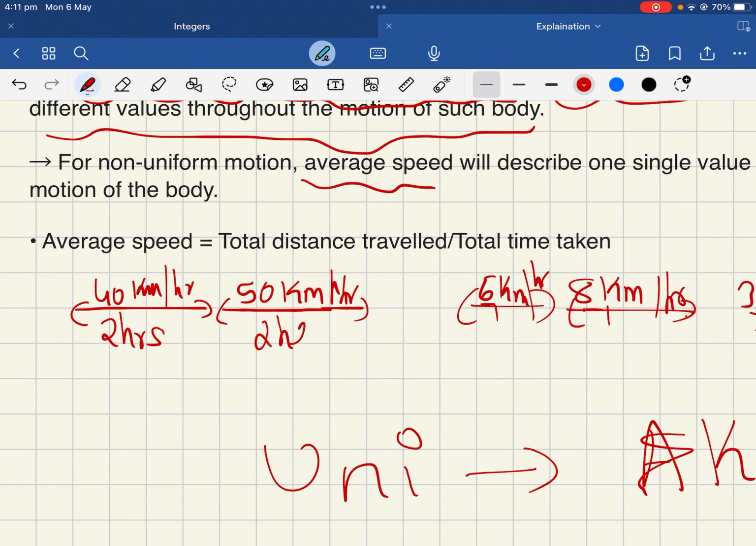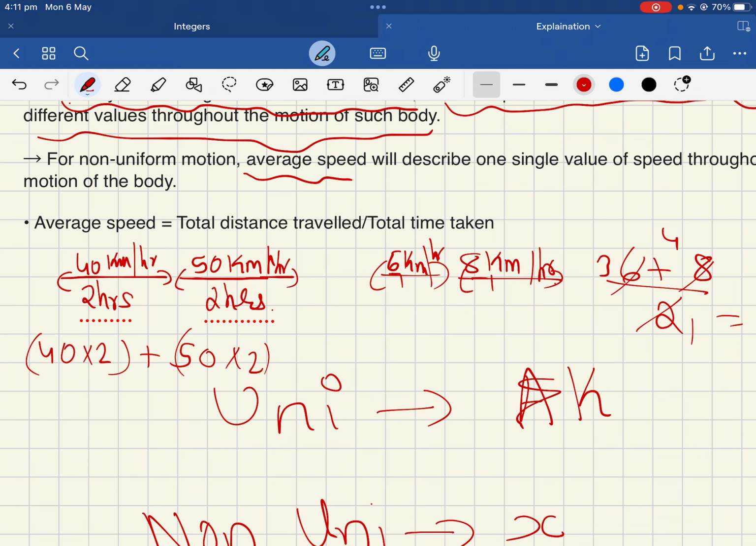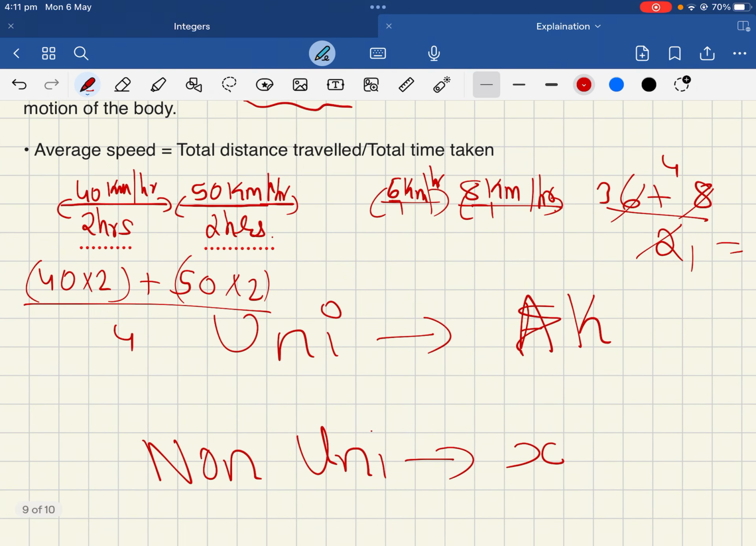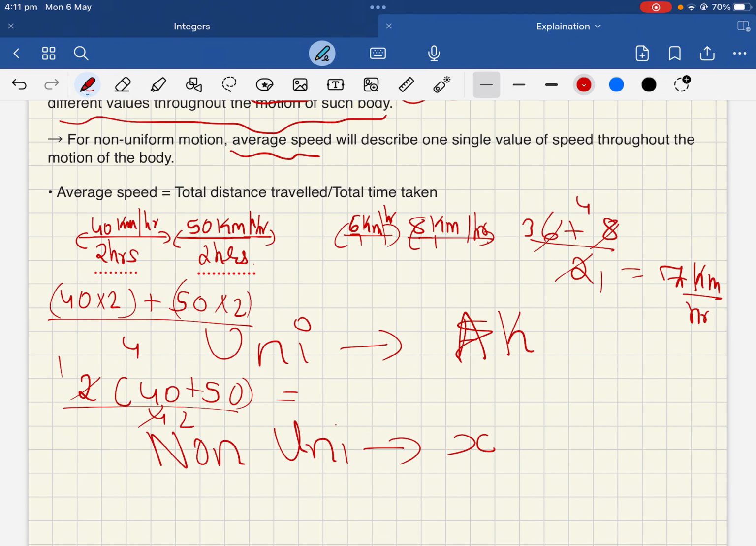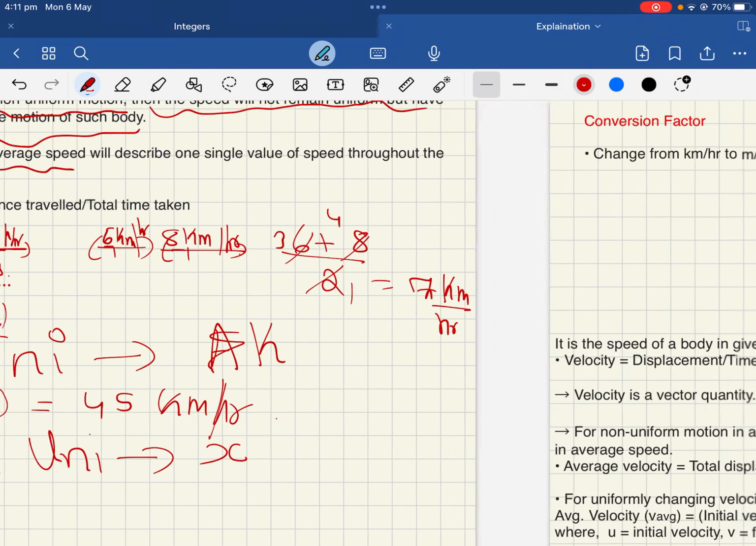2 hours, 2 hours. Total distance traveled is equal to 40 into 2 plus 50 into 2 upon 4. Simplifying this, we get 2 into 40 plus 50 upon 4. 2 ones are 2, 2 twos are 4, which is equal to 45 kilometers per hour. I hope you understood that well and how to apply the concept.